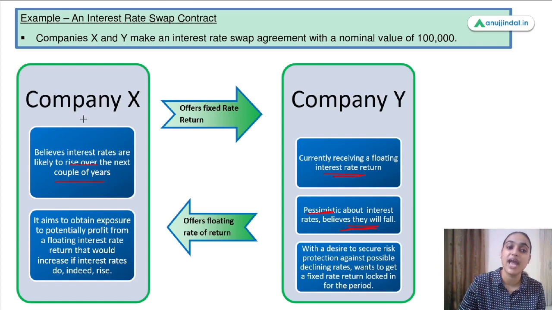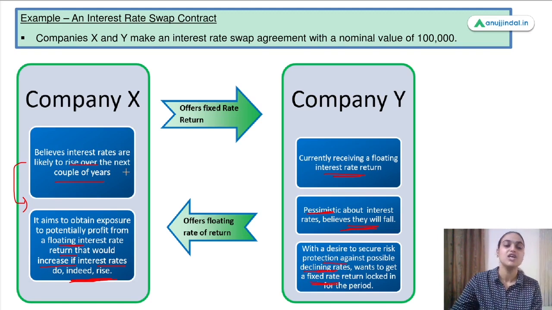So company X ko kya chahiye? What does company X want? It wants to protect itself from this and to obtain the exposure, potentially profit. It aims to obtain exposure to potentially profit from floating interest rates in return that would increase if the interest rates indeed rise. And what company Y wants? With a desire to secure risk protection against declining rate, it wants to get fixed return. So I'll explain this in Hindi as well.